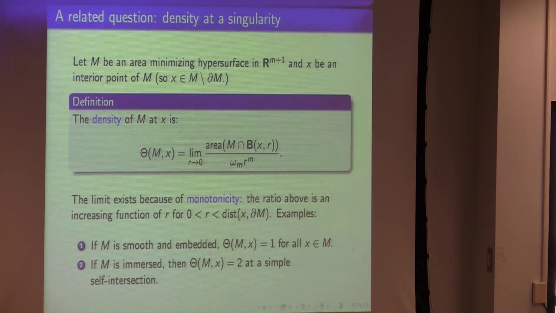Notice if you have a smooth embedded submanifold, then the density is 1 at every point, because in a very small ball, the manifold looks almost the same as the disk. You're dividing by the cross-sectional disk, so you get something close to 1. So for any smooth manifold, the density is 1 everywhere. If it was smooth and immersed, for instance, then the density would be 2 wherever you had a self-intersection.